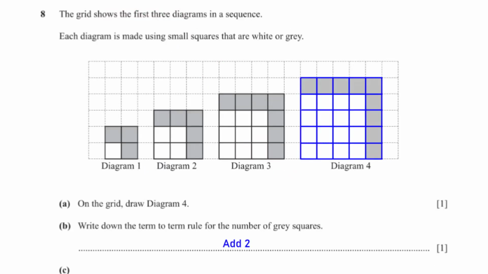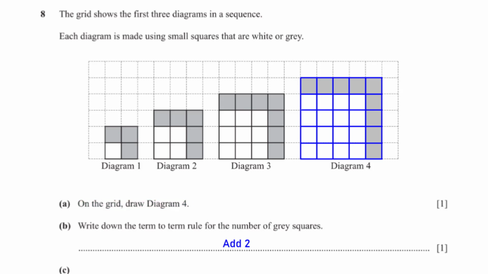The grid shows the first 3 diagrams in a sequence. Each diagram is made using small squares that are white or gray. On the grid, draw diagram 4. We simply repeat the total number of boxes in the previous diagram as white boxes. Then we add an extra row of gray boxes at the top and an extra column of gray boxes on the right.